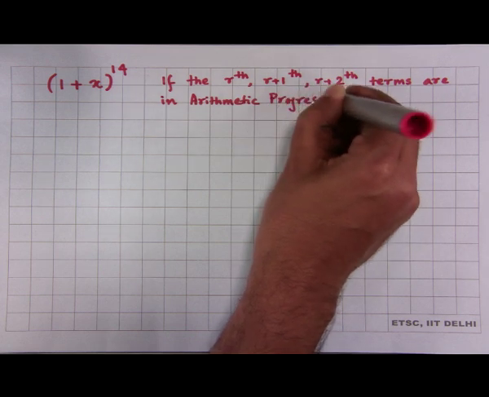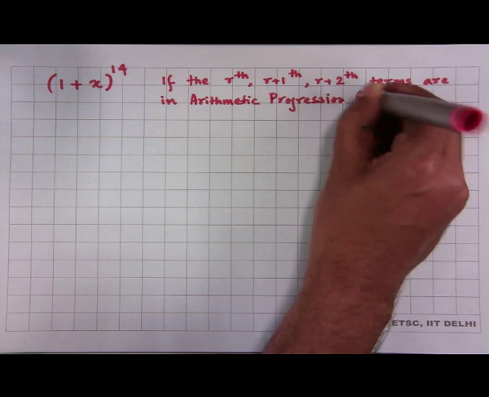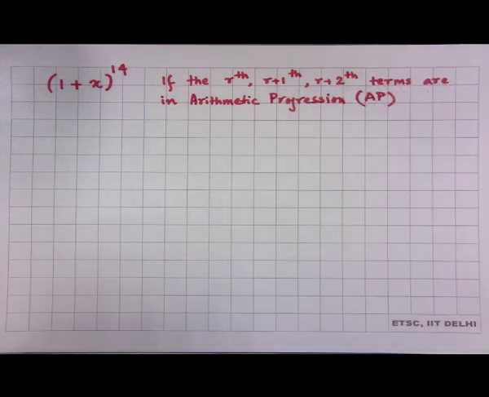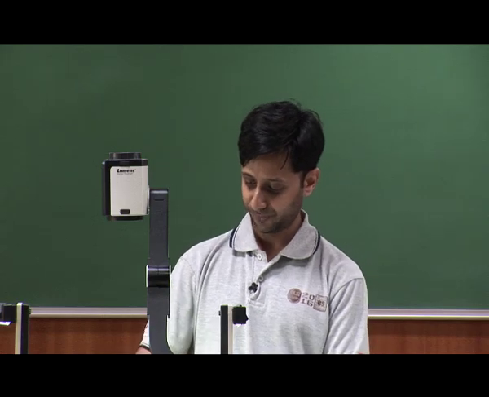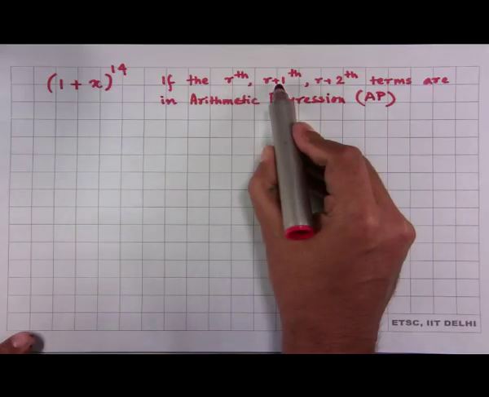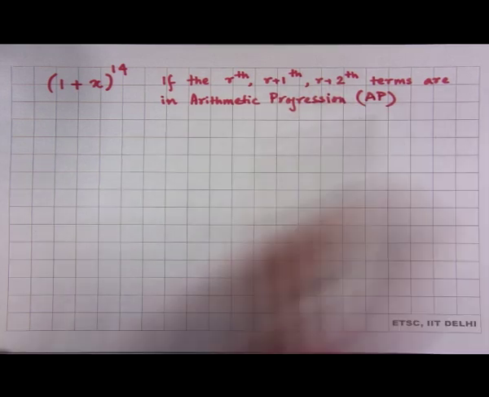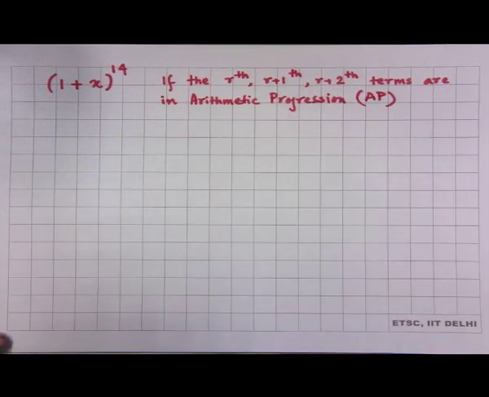You know what arithmetic progression is? I hope you know what arithmetic progression is. Okay. So, rth, r plus 1th, r plus 2th terms are in arithmetic progression. Then what is r?